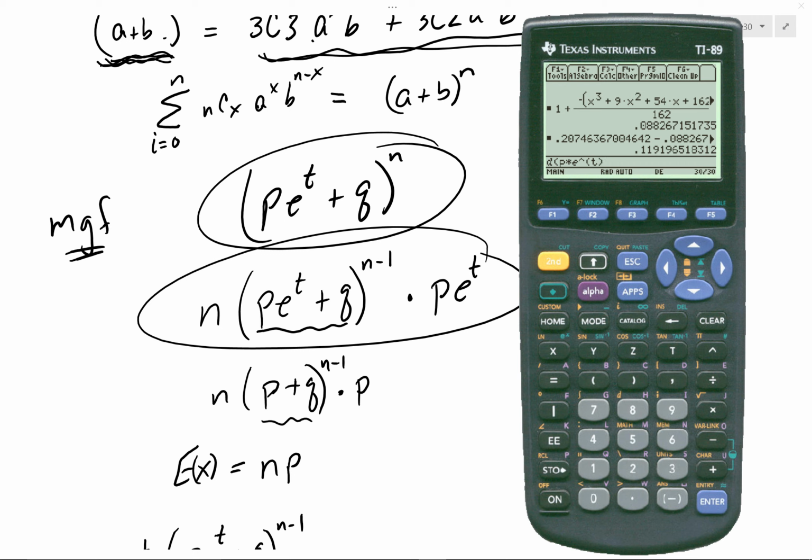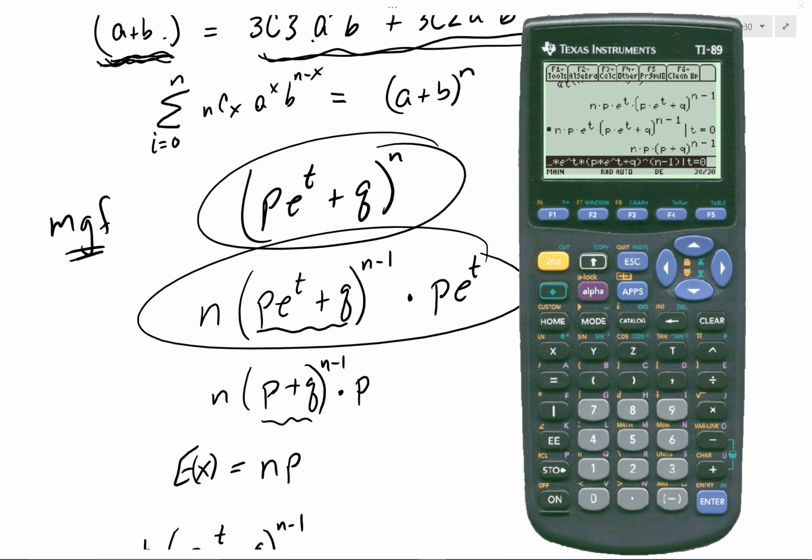Just e to the t plus q to the n power, comma t. So there's my first derivative. Oops. I closed my parentheses in the wrong place. I didn't add another one right there. Sorry about that. So there is my first derivative. Now watch me then evaluate that at t equals 0. Nice. That's as far as it goes, and then you have to be smart enough to go, oh, yeah, that's right, p plus q is 1.